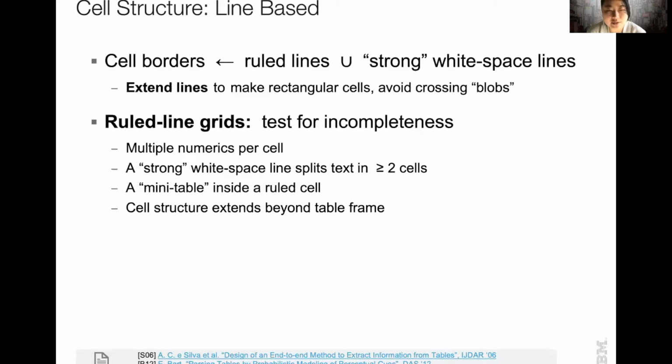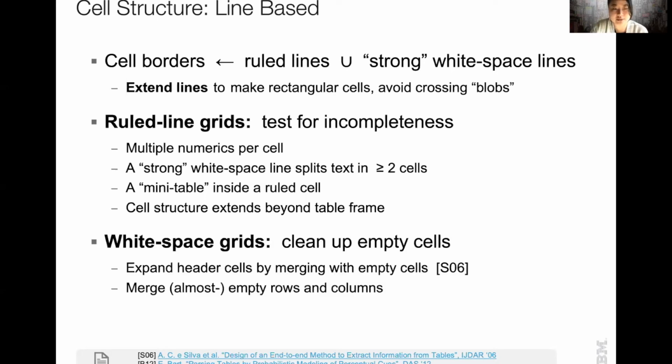In ruling line grids, you want to test for incompleteness. There may be multiple numerics per cell, a strong white space line can split text in more than 2 cells, and there can be a mini table inside a ruled cell. And cell structure can extend beyond the table frame. So all of these are things that you want to test for, meaning that the table extracted was not quite correct, and there will be more talk about refinement after this section.